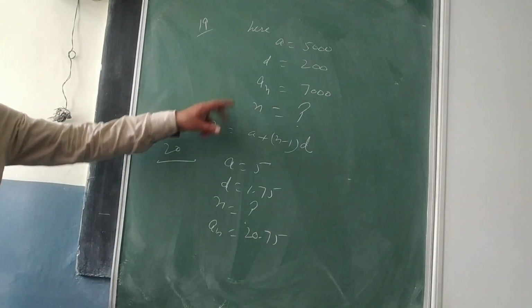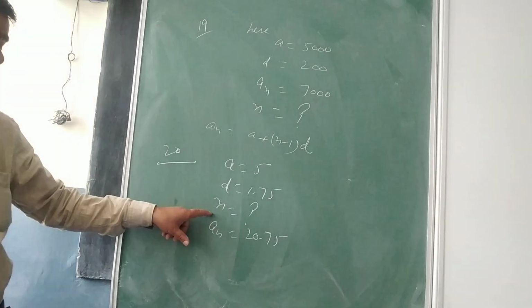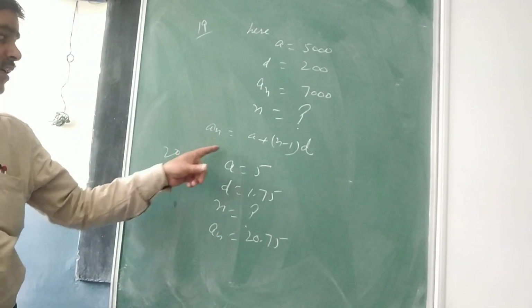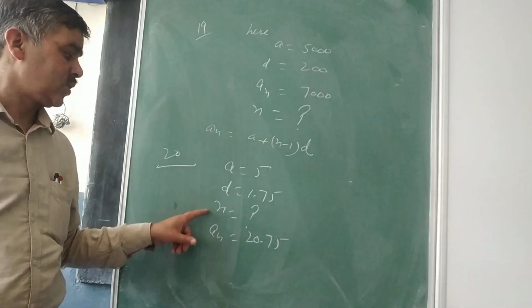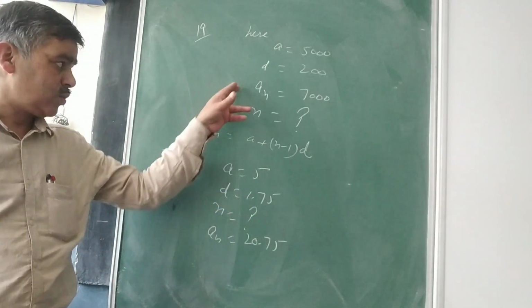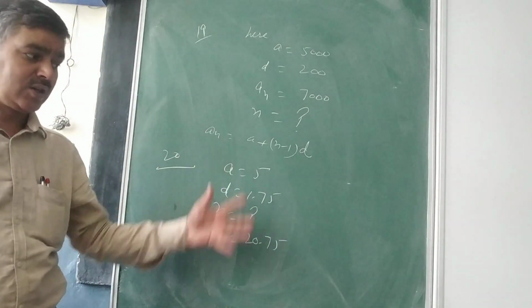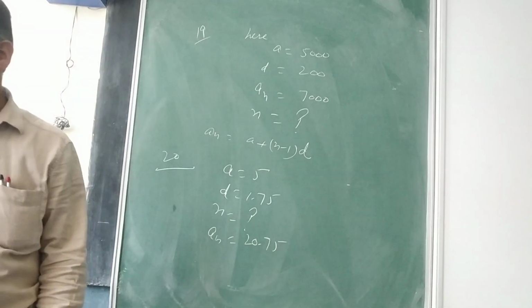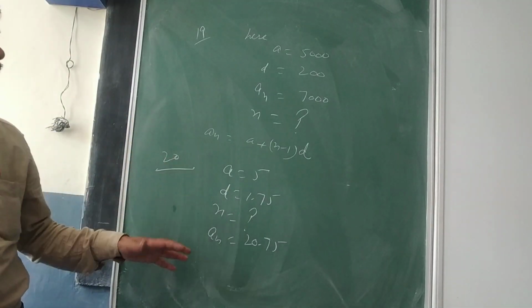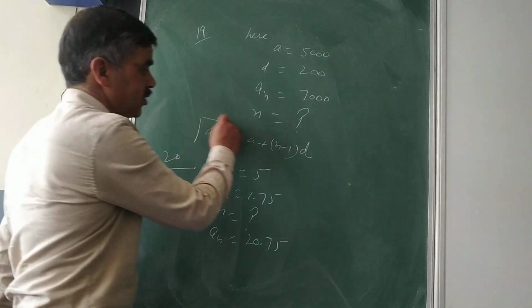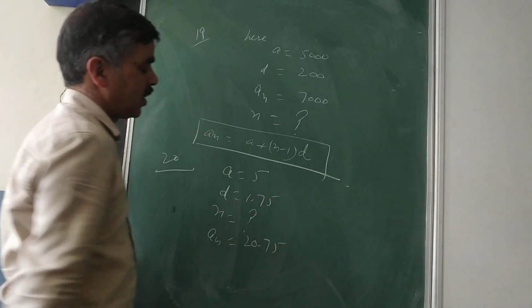Again the question is the same: what is a, what is d, and I need to calculate n, and a n is given. Make use of this equation again to get the value of n. So both questions you can solve and see whether the answer is correct or not. So that's all about your exercise 5.2, that is the application of your nth term.